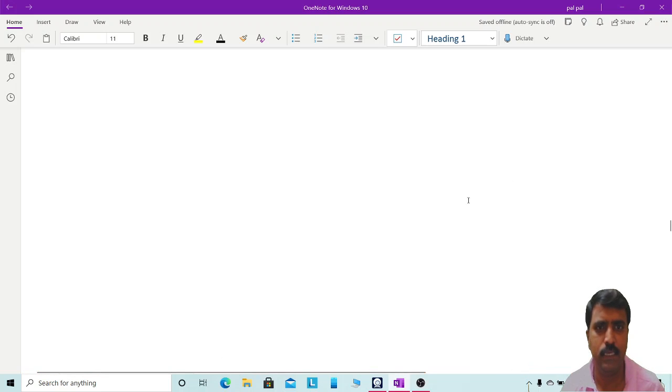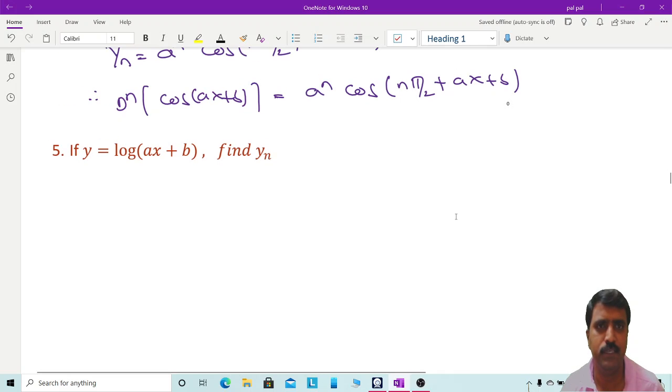So in last class we discussed the nth differentiation of some standard functions like exponential function and trigonometric functions, such that sin(ax+b), cos(ax+b), those functions' nth derivatives were discussed. In today's class I continue the nth differentiation of some more standard functions.